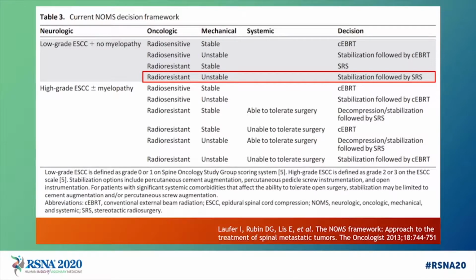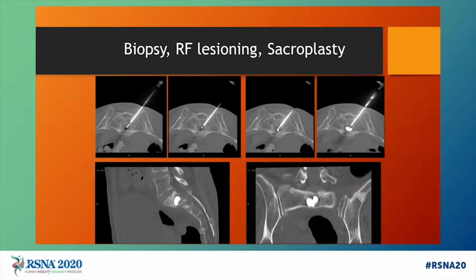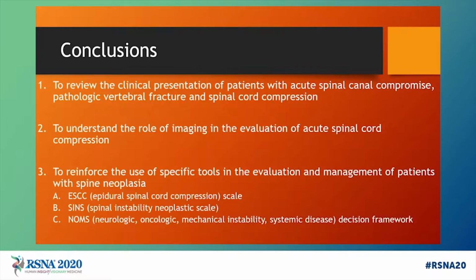So she is ranked according to this decision matrix for treatment with stabilization followed by stereotactic radiation surgery. And so we ended up treating her percutaneously, biopsying the lesion to confirm the metastatic nature of the tumor, performing radiofrequency lesioning and sacroplasty to stabilize the sacral promontory and sacrum. Her pain was immediately relieved. So that's how we use the GNOMES decision framework in helping to treat these patients from a multidisciplinary perspective in the IR suite.